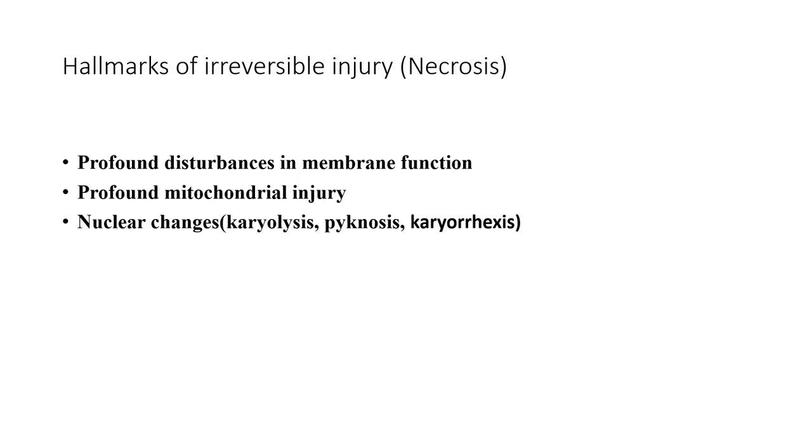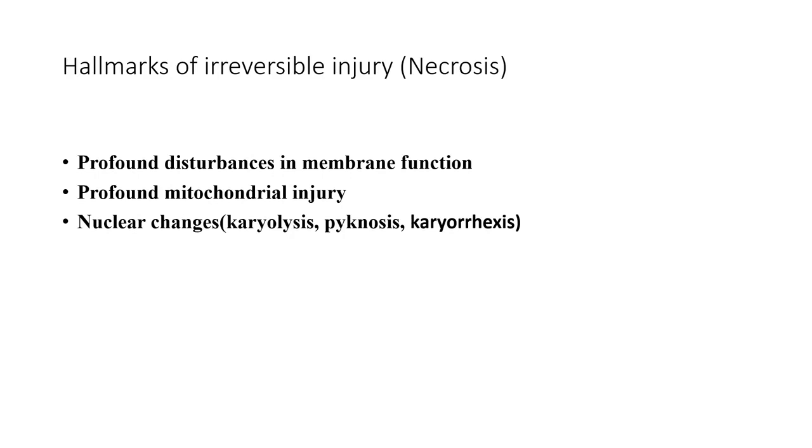The second change is profound mitochondrial injury. So the mitochondria is no longer able to produce energy for the cell. As you know, the mitochondria is the energy factory of the cell. There is a profound mitochondrial injury in the irreversible injury. The third change is the nuclear changes. The nuclear changes are characterized by karyolysis, pyknosis and karyorrhexis.